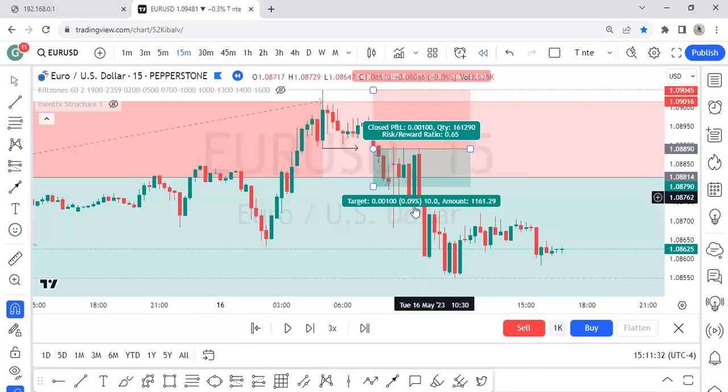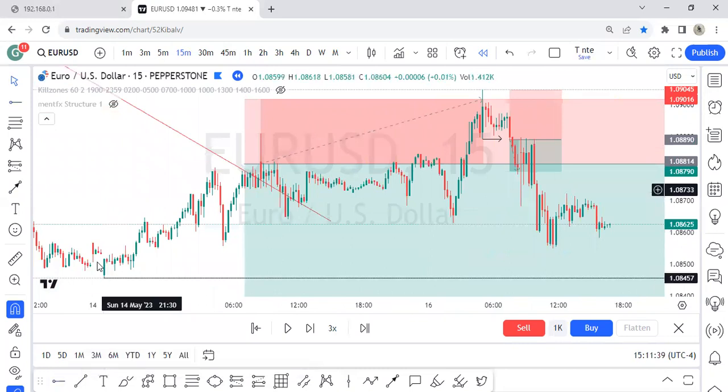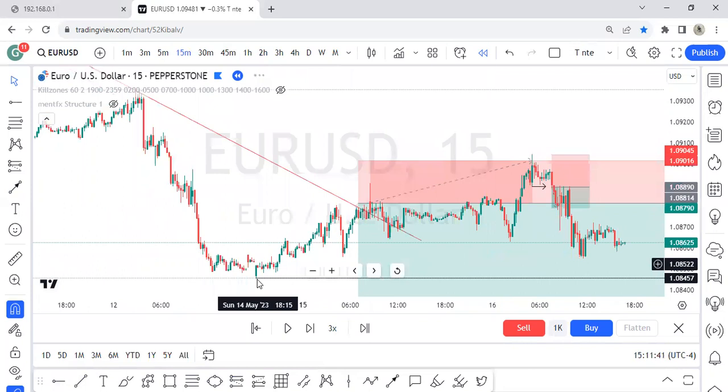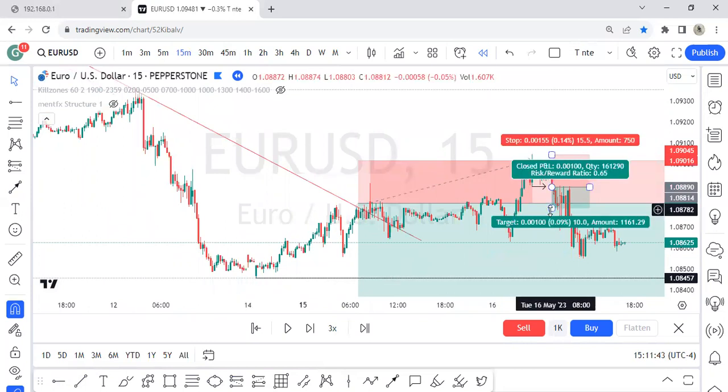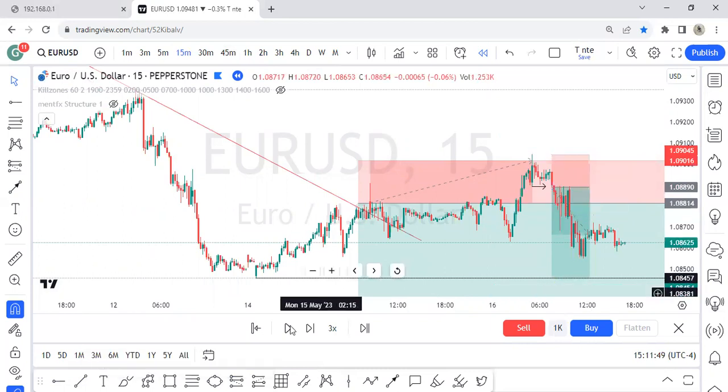So targeting 24 pips, and if I was selling this, I would be targeting this low as my target. Remember we are bearish, so this is my target. From that entry area to this low, what's my R? That is 1 to 2.8, right? So let's see what happened if price actually hit it.